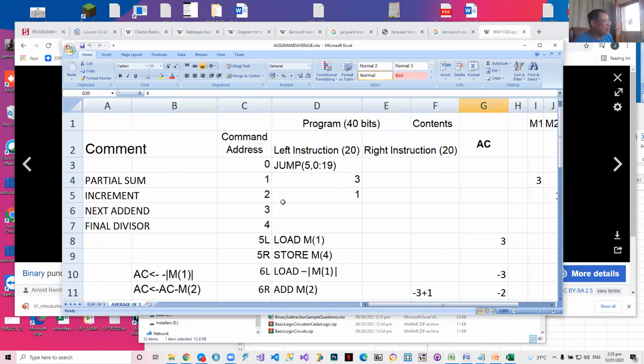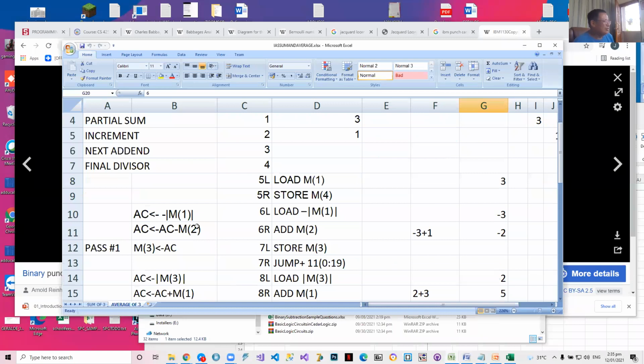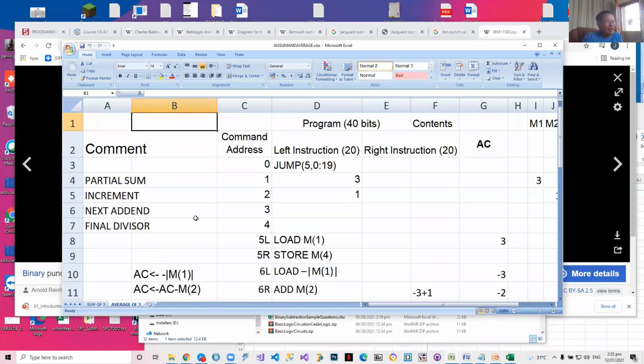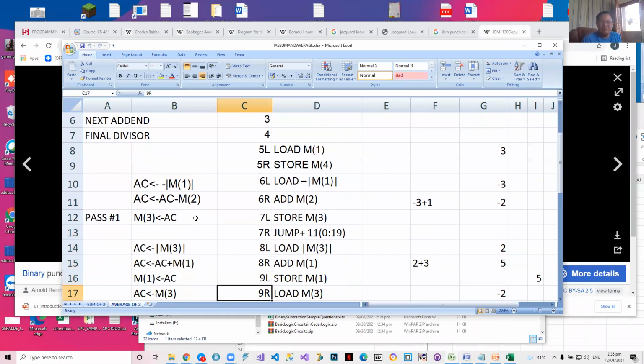So ganito na ngayon yung program ng factorial law. Do you follow? So load. Ang load ganito na. And then we now have a linear memory. Okay, this is memory number 1, memory number 2, 3, 4. Memories 1, 2, 3, 4 contain data. Memory 5, 6, 7, 8 contain instructions. Do you follow? Naghalo na yung dalawa doon ngayon.